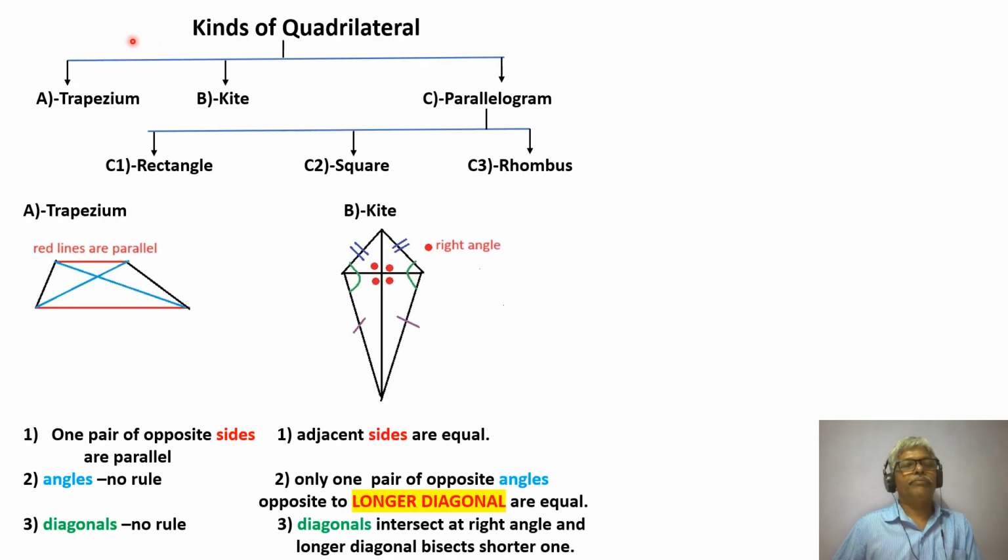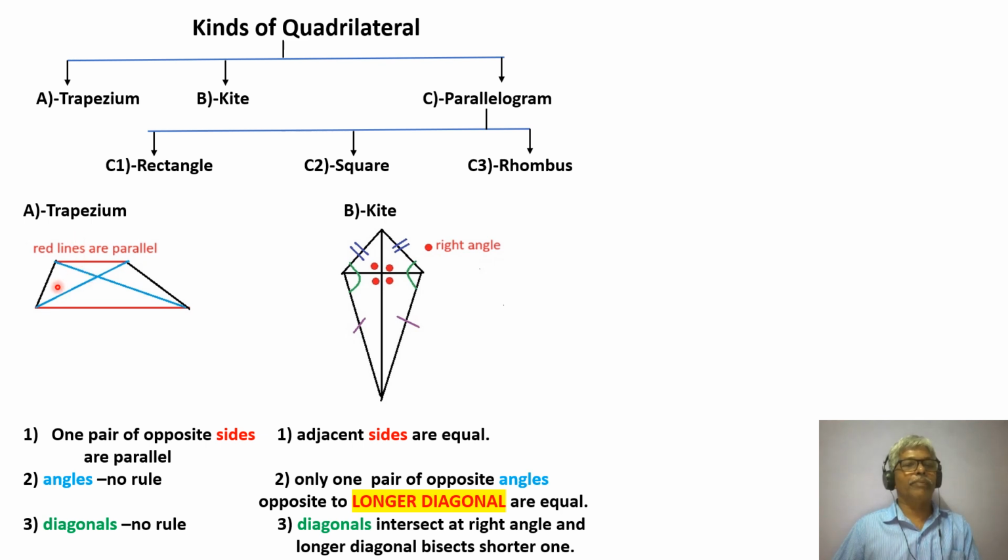Very important kinds of quadrilateral. Quadrilaterals are classified into three types in the beginning based on the properties that they contain, that is trapezium, kite, and parallelogram. And parallelogram is again classified into three more classes: rectangle, square, and rhombus. We see the properties of these one by one.